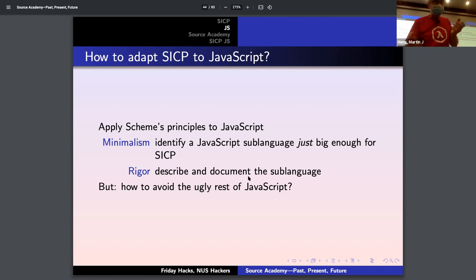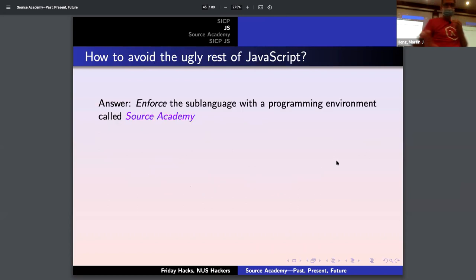And on the other hand, these languages become bigger and bigger. So how to remain relevant, how to teach things that people recognize in the industry and that our students recognize and connect to. And at the same time, how to be able to focus on the fundamentals and not get distracted by the nitty-gritty details of a real-world programming language. That is the challenge. And the answer to that is the Source Academy. Because the Source Academy forces the students to use only a tiny subset of the language.